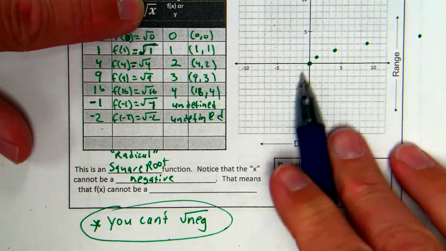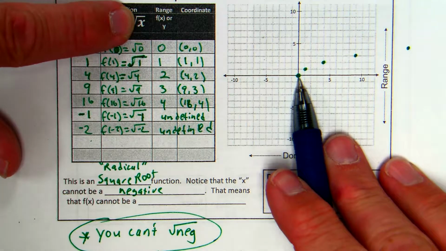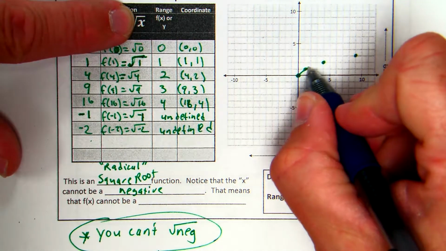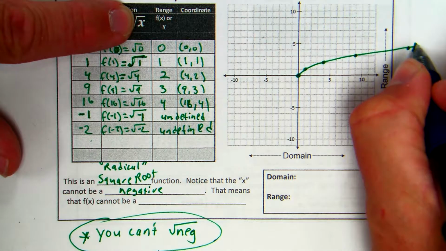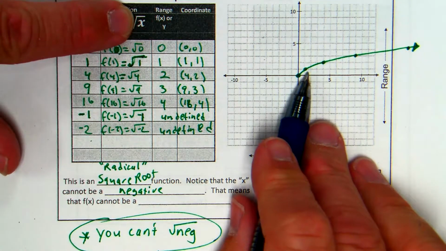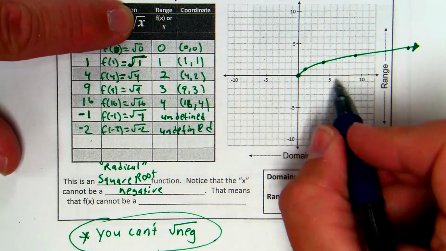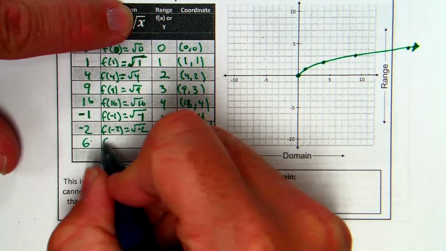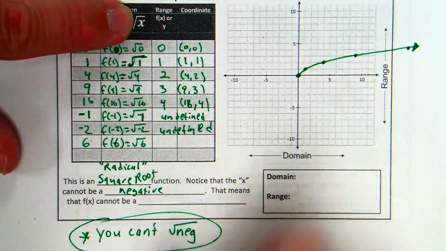Negative 3, negative 4. No negative number is going to be able to go under the radical in this particular function. So I am going to go ahead and connect these and draw my graph. I'll point out that there are lots of fractional or decimal solutions in here, so that if I wanted to have a dot at 6, all I would need to do is put 6 into the function and find the square root of 6.